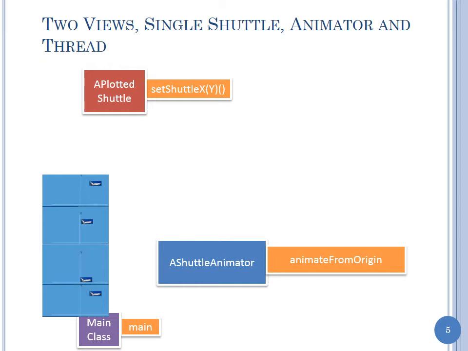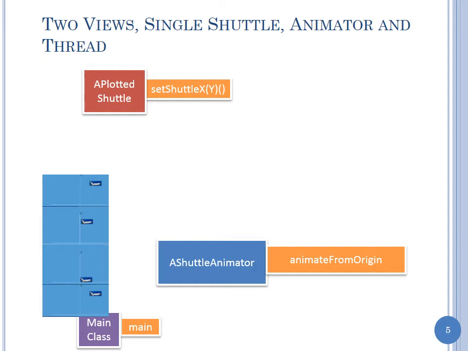Okay. So we're going to have a shuttle that moves. We're going to call that a plotted shuttle because it moves in a Cartesian plane with XY axis. We could put animation into it, but we can have shuttles that are not animated, and we can have multiple ways of animating the same shuttle. So we're going to put the animator in a separate object. Okay, we're going to call that shuttle animator, and that is the object on which we go and execute animate from origin.